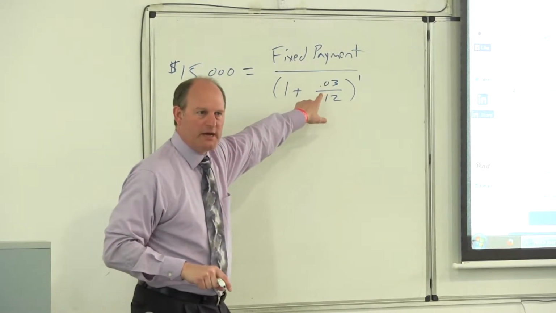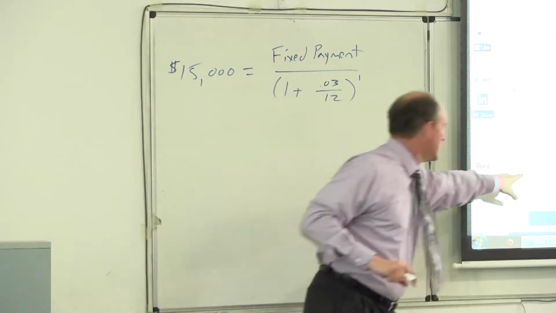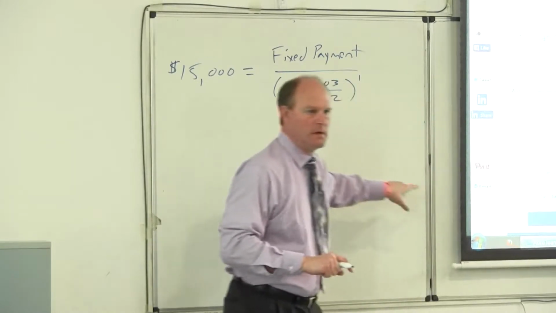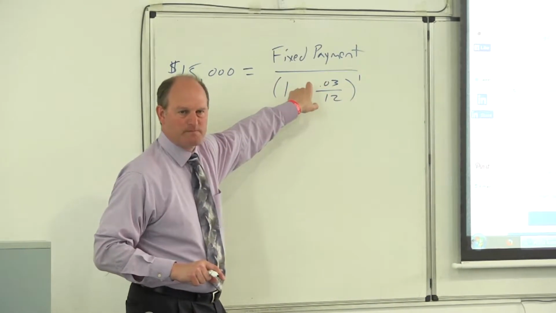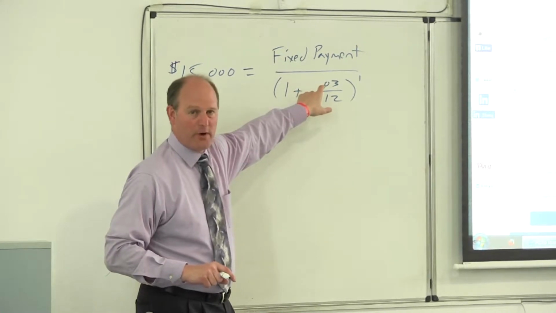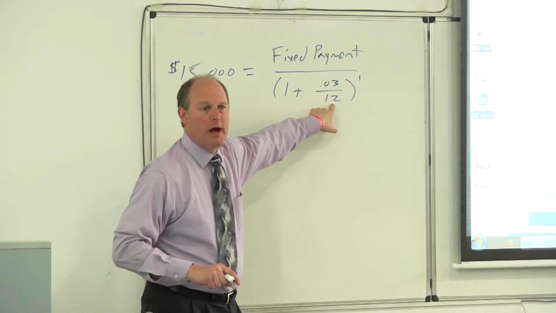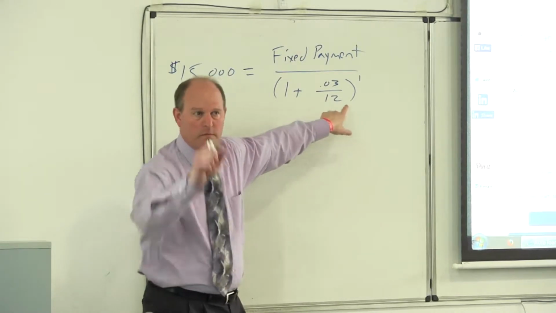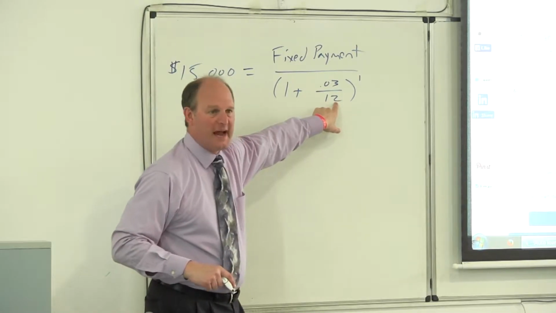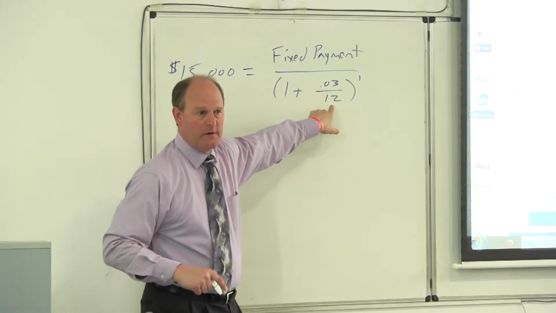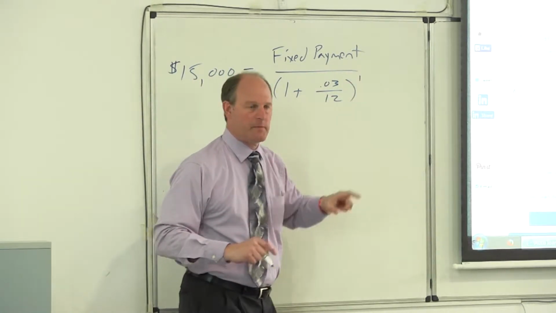And so what I've done here is I've taken the interest rate expressed as an annual rate, this is per year, expressed in decimal form. And made it a monthly interest rate. So I divided by 12. And then this is the first payment.